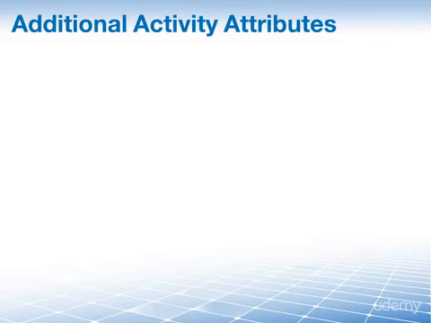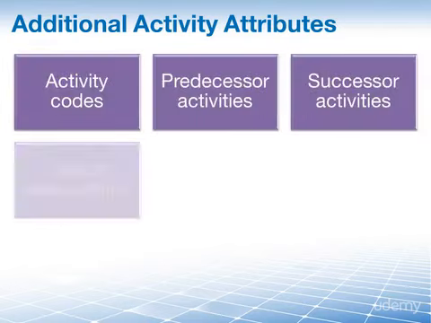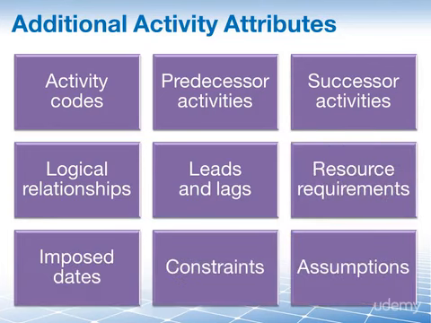But it doesn't stop there, because the components for each activity evolve as time progresses, so you're going to be adding more and more over time. Some additional activity attributes that are used quite often are activity codes, predecessor activities, successor activities, logical relationships, leads and lags, resource requirements, imposed dates, constraints, assumptions, you name it. Really anything that you feel needs to be added into an activity can be added as an activity attribute.